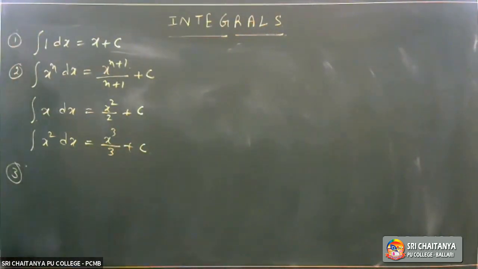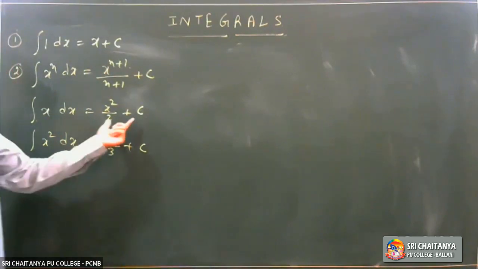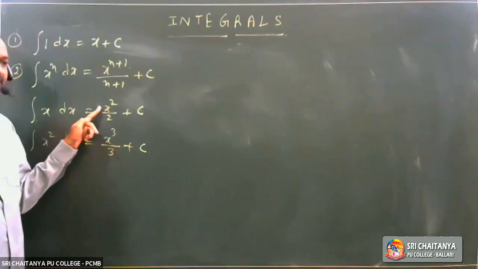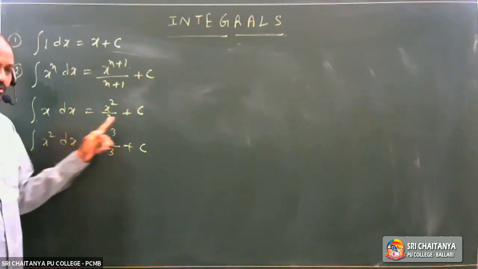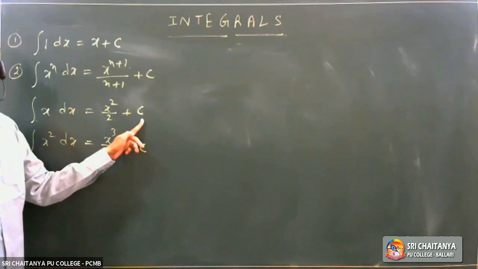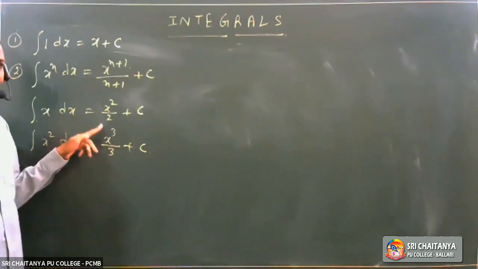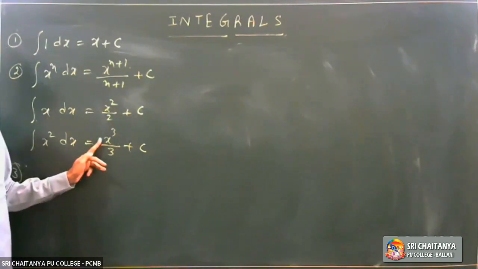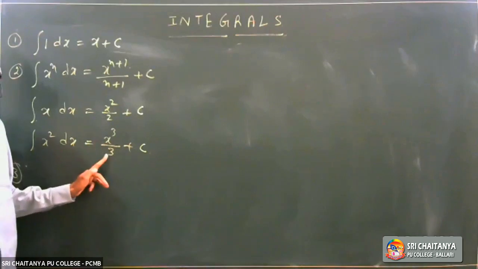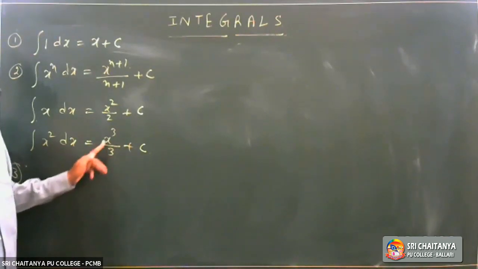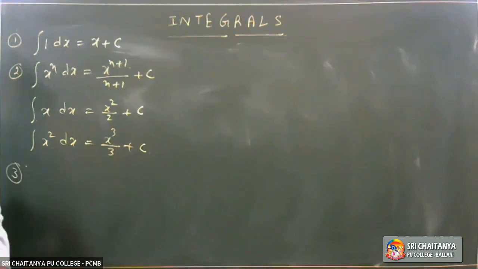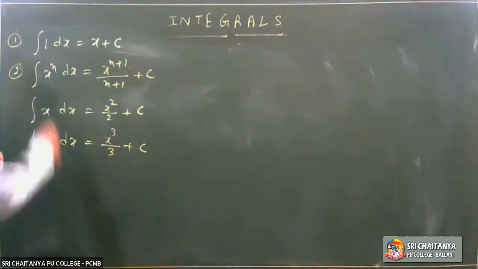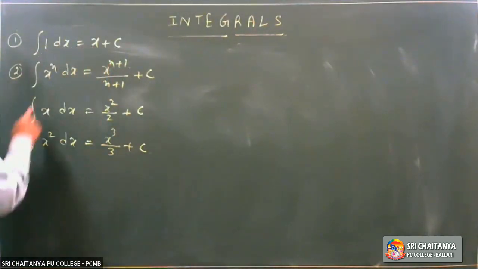If you have any doubt, apply the derivative to this RHS. The derivative of x square by 2 is 2x by 2, plus the derivative of the constant, which is 0. The 2 cancels and we get x. The derivative of x cube by 3 is 3x square by 3; the 3 cancels and we get x square. The derivative of a constant is 0. So the reverse process of differentiation is called integration.